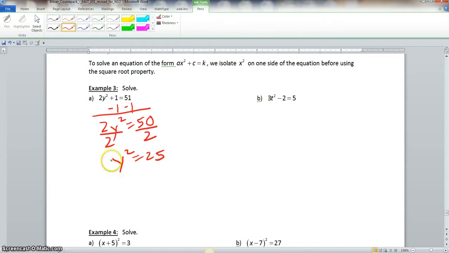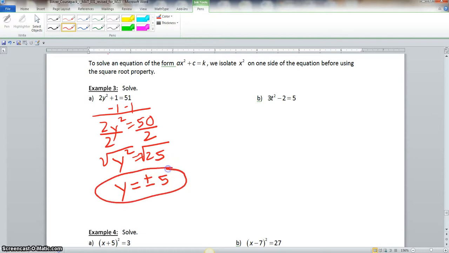Now we can use the square root property. So we'll take the square root of y squared, square root of 25, which will give us y is equal to positive and negative 5. And that's it for A. Now we go to B. We have to add 2 on both sides. So we have 3t squared is equal to 7. Divide each side by 3. And t squared is equal to 7/3.